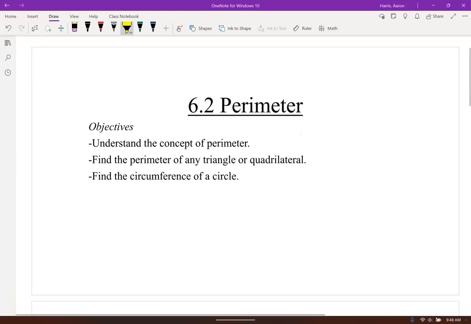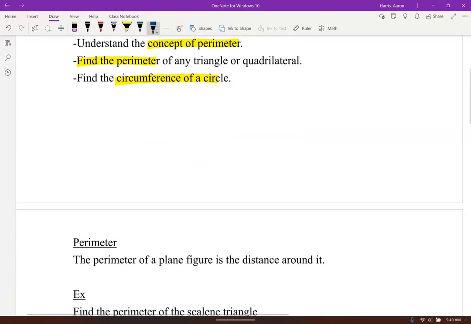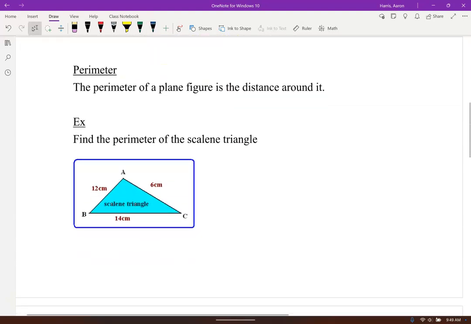All right, welcome back. We'll talk about perimeter. So, what is a perimeter? And then we'll find it of a triangle or quadrilateral. Then we'll talk about the circumference of a circle to finish it off. So, the perimeter is simply the distance around it.